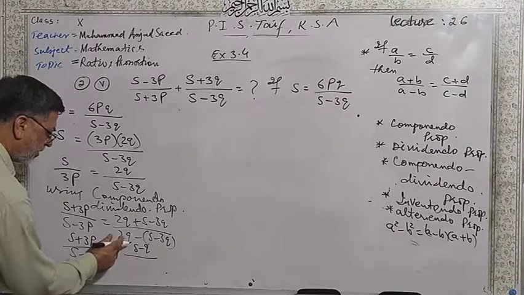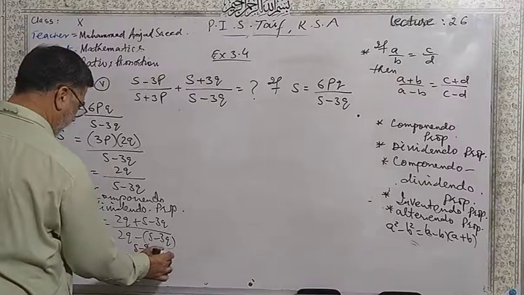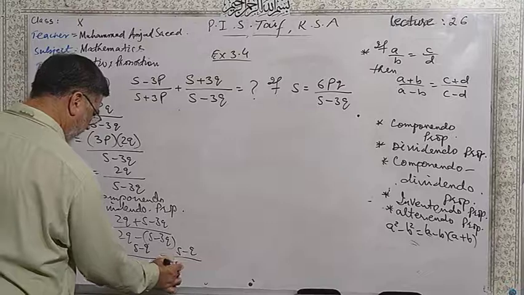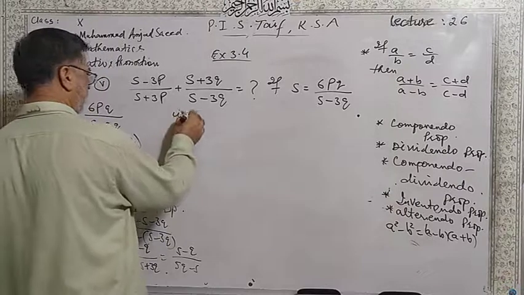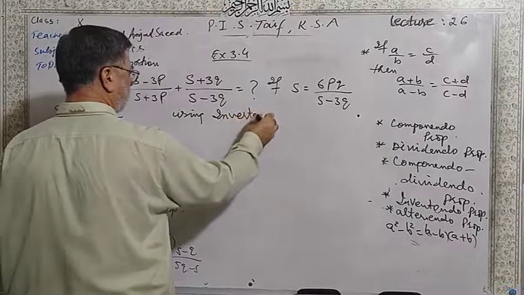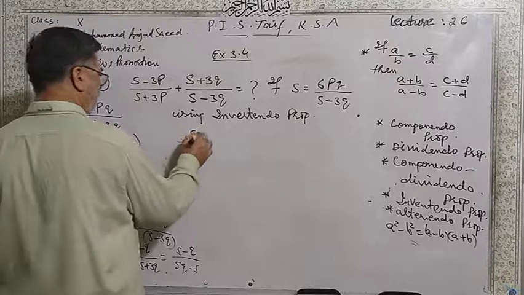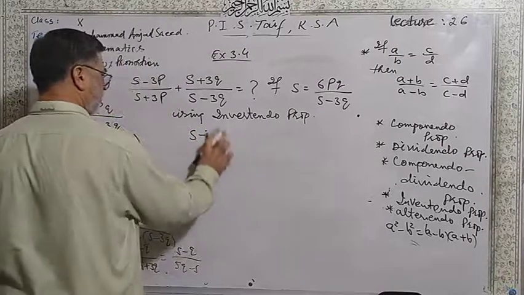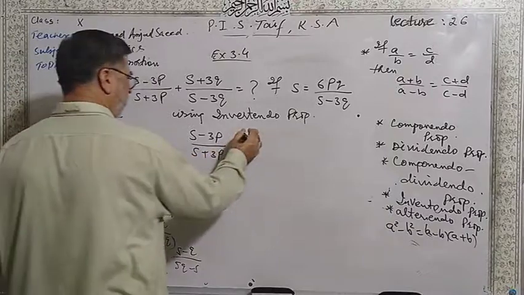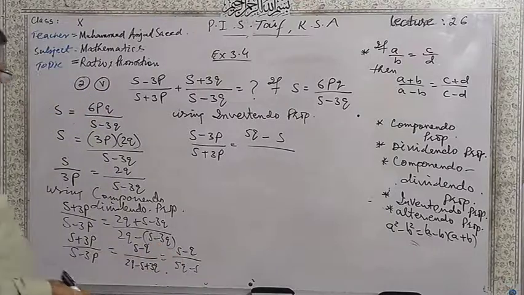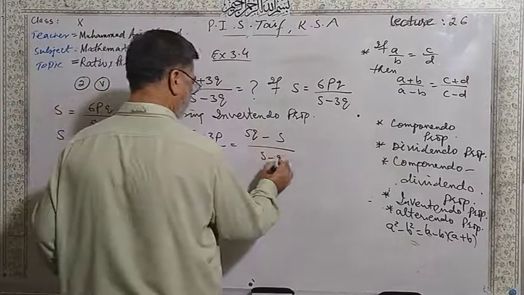Here we have 2q minus S plus 3q, S minus q over 5q minus S. Using invertendo property, we have S minus 3p over S plus 3p is equal to 5q minus S over S minus q. This is number 1.